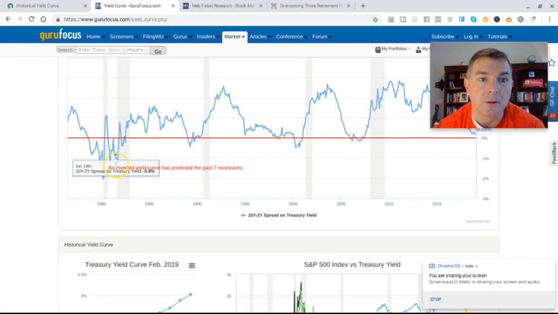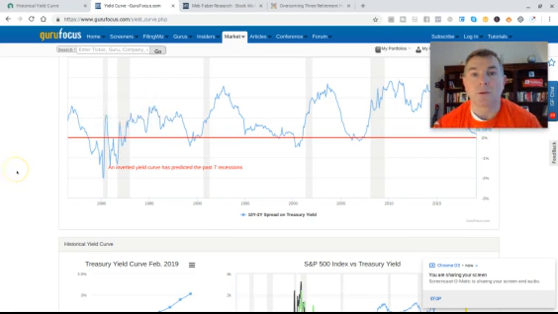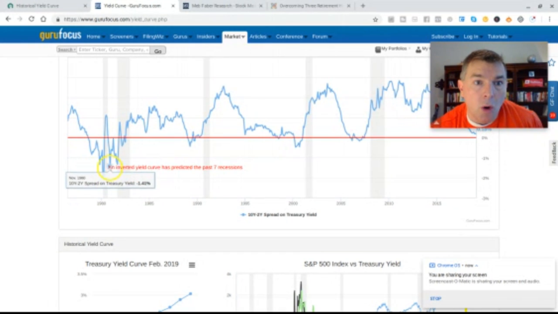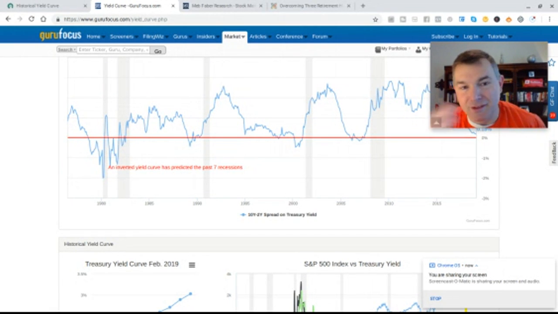Now, it did stay under. It was inverted still going to 1981. And we had a recession from 1982, which cost Reagan his Senate majority. That's a fact. But you can see no recession. No recession. So, I mean, but it gets even better.